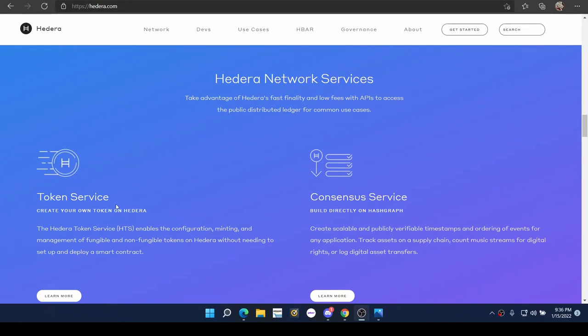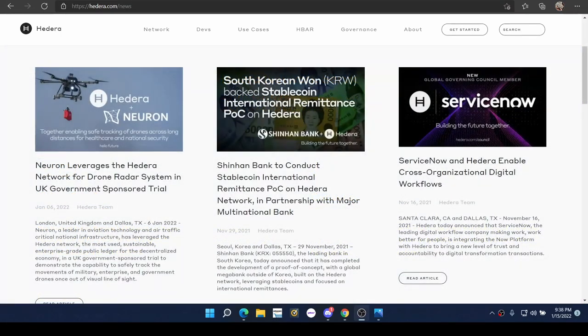And with the Hedera token service, you can generate your own tokens for whatever use you want in your company, whether you want to create some kind of non-fungible token in a gaming company to issue your own assets in a video game. It's pretty neat. I love to see it. And their consensus service, which is built directly on Hashgraph, creates scalable and publicly verifiable timestamps and ordering of events for any application. So remember, as we spoke of before, their consensus ordering algorithm allows for the correct users and correct timestamps to be referenced of who put in first, who did this, who did that. And that's just an achievement I see they keep pushing throughout their website. And that is pretty much it for the token and its technology.